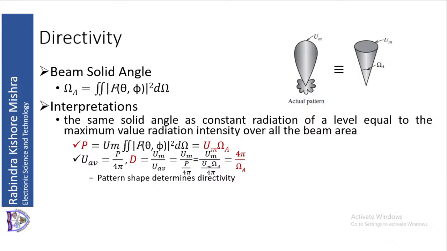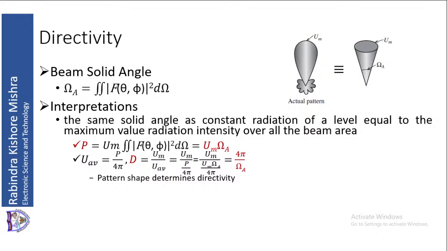So by that interpretation, we can write the total power P is equal to Um times integration f theta phi square d omega, that is omega A. On that power definition, we know integration f theta phi square d omega is omega A. Therefore P is equal to Um into omega A.